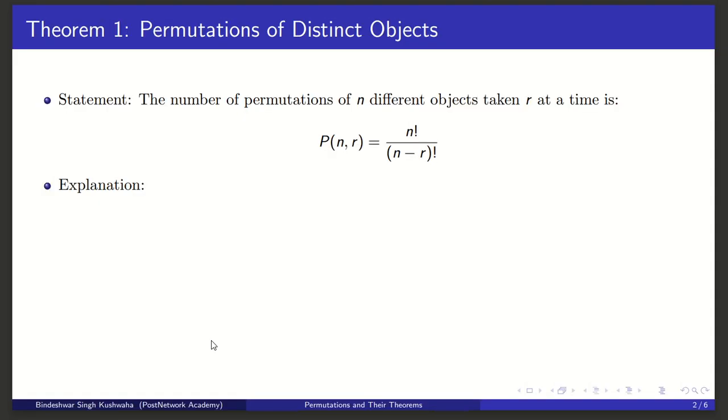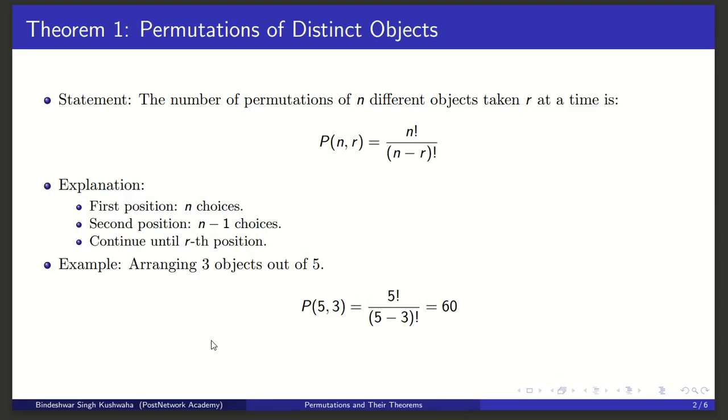And we will see an example now. Arranging three objects out of 5, that would be P(5, 3), and that would be equal to factorial 5 upon factorial 5 minus 3, and that is 60. That means if there are 5 objects and you are taking 3 at a time, there would be 60 arrangements.